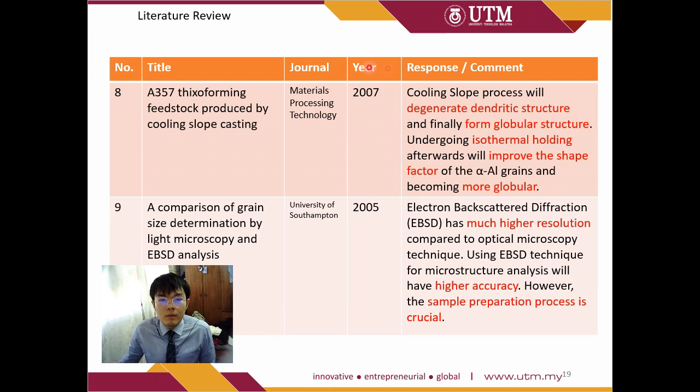The paper from 2007 shows the cooling slope process will degenerate the dendritic structure and finally form a globular structure. Undergoing isothermal holding afterwards will improve the shape factor and make it more globular. And the paper from 2015 shows EBSD has much higher resolution compared to the optical microscopy technique. It will have a higher accuracy.